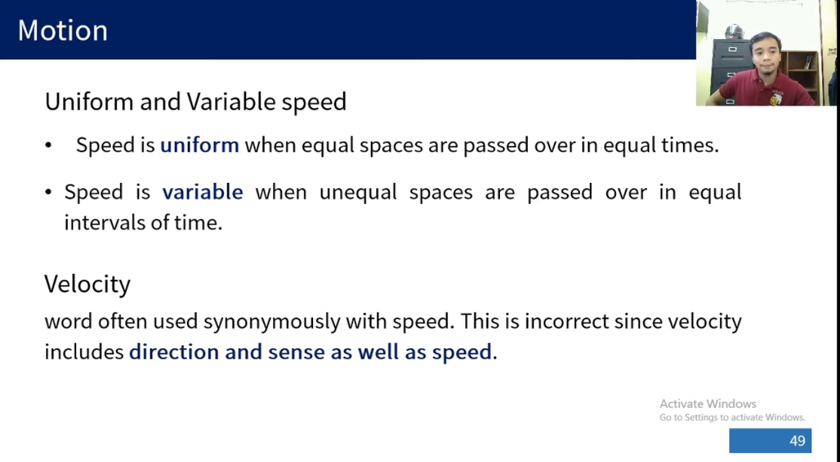Velocity and speed are usually used interchangeably, even used synonymously.